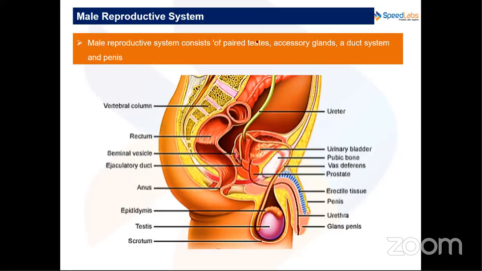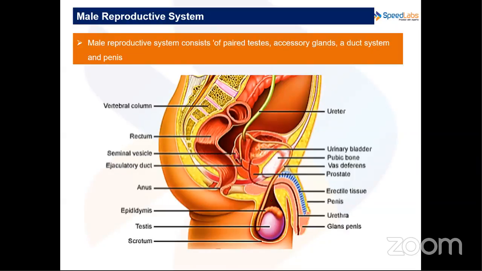The paired testis is the primary sex organ, because it produces the gametes. Then there are accessory glands. Here you can already see the seminal vesicle, that is one gland. You have the prostate, which is unique, as it is only one in number, whereas seminal vesicles are two in number, but here only a one side view is given, so you are unable to see that. Then you have Cowper's gland also, which is not shown over here. In the coming diagrams, I will tell you.